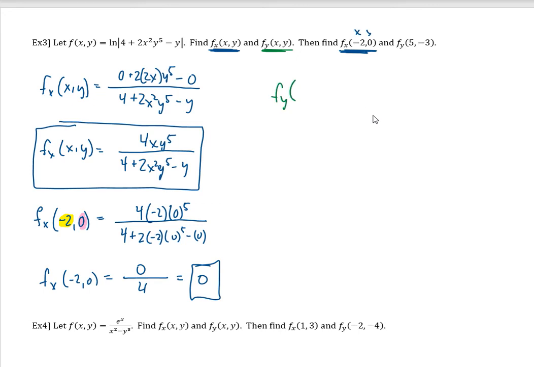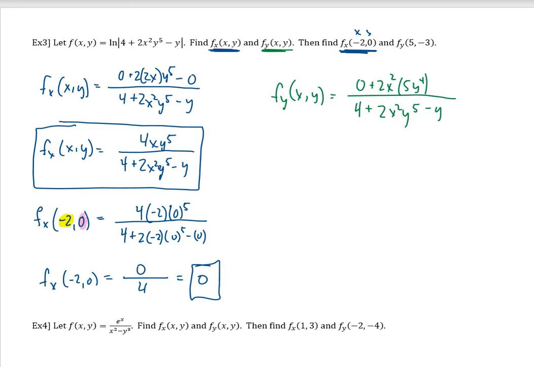I'm going to set it up a very similar way, where we know the derivative of a log function is to take the whole argument and put it down at the denominator again. So still 4 plus 2x squared y to the fifth minus y getting thrown down there. And then in the numerator is the derivative of this with respect to y. So the derivative of 4 is still 0. And then we have plus 2x squared. So x is like a constant, so we just attach it. The 2x squared is just tagging along. And then the derivative of y to the fifth would be 5y to the fourth.